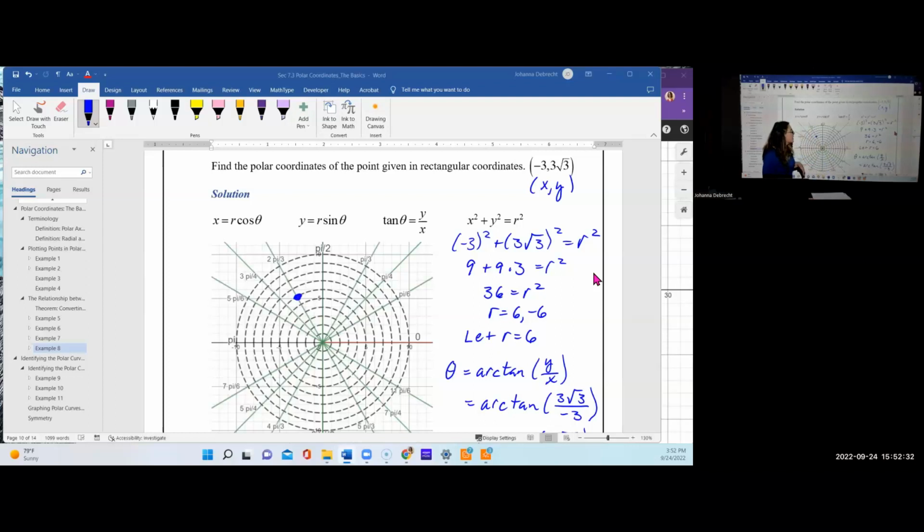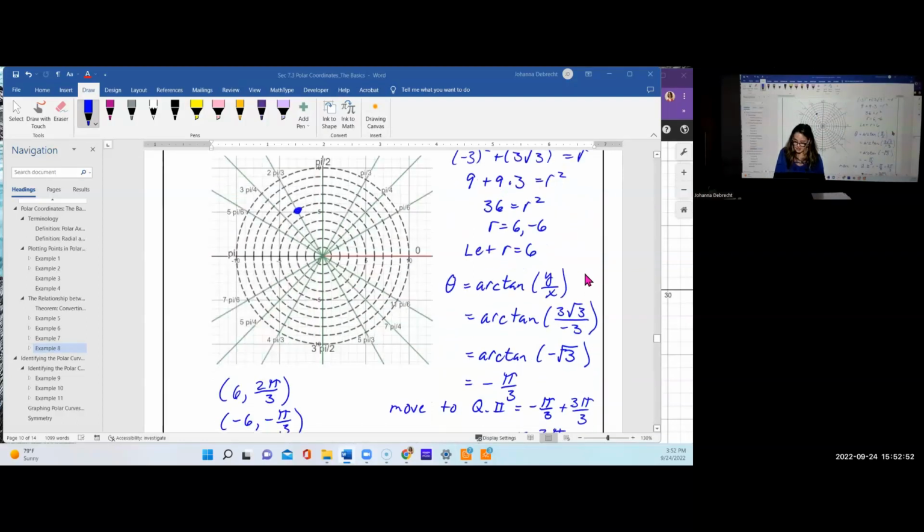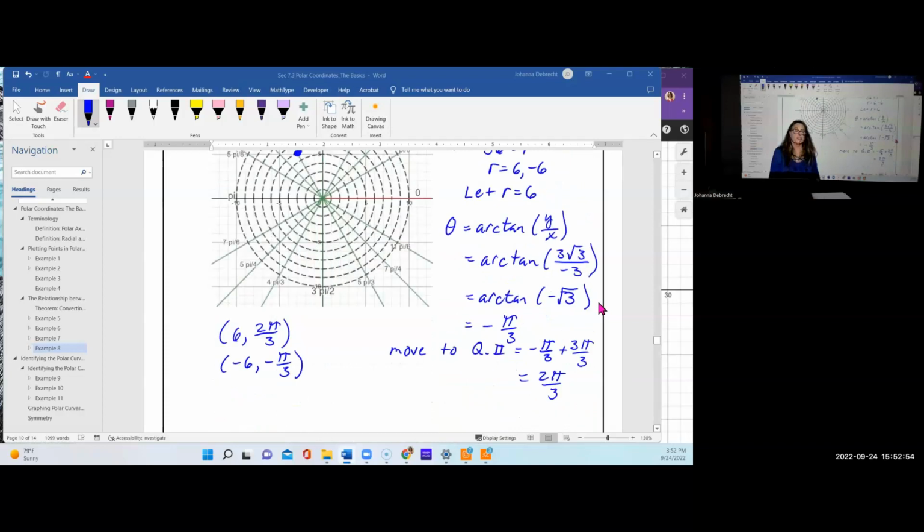So again, we apply the equation x squared plus y squared equals r squared to get values for r. R turns out to be either 6 or -6. First, I'm going to look at r equals 6. I find the angle whose tangent is y over x, which when I reduce gives the arctangent of the square root of 3, and it's negative.